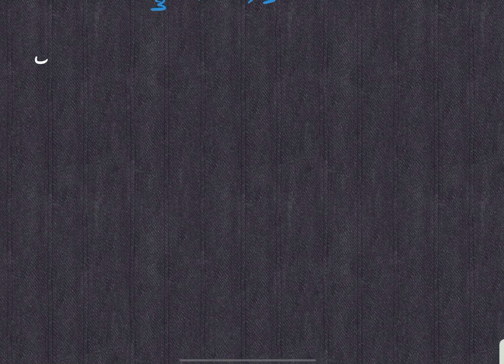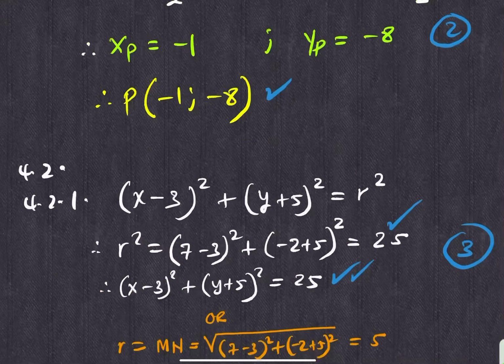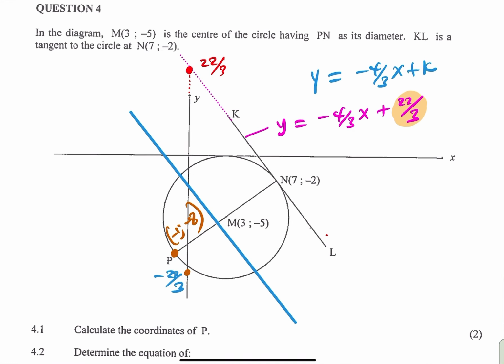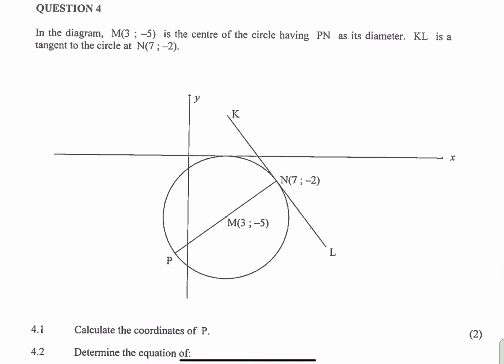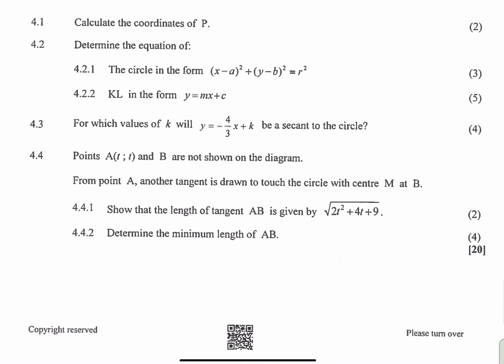4.4 now. Let's go to 4.4. What is the story there? So I may as well need to erase this work here. I was just trying to make a general emphasis there. They say that points A, which is T and T there, and B are not shown on the diagram. All right, so these points are not shown in the diagram. From point A, another tangent is drawn to touch the circle with the center M at point B.